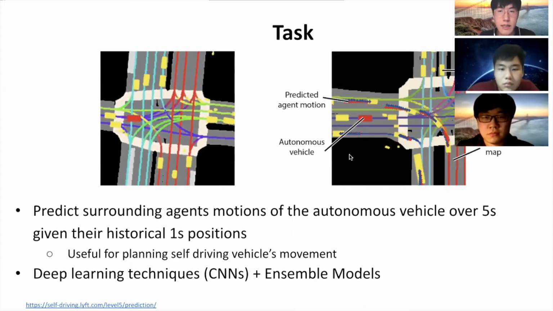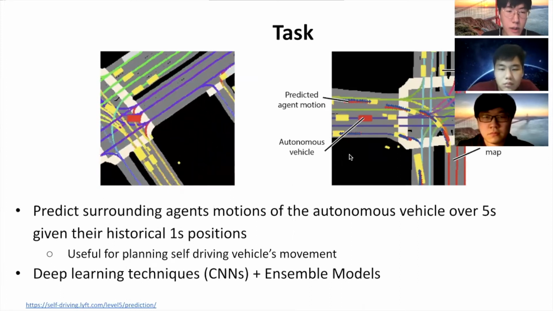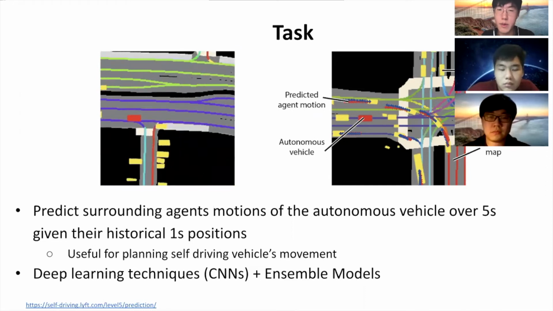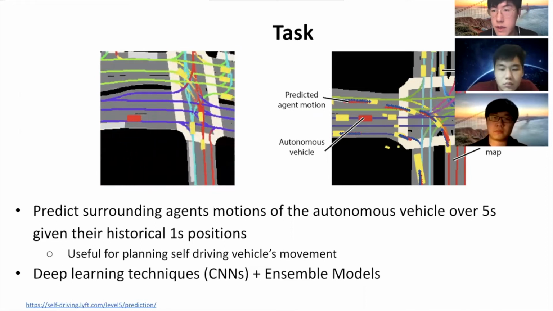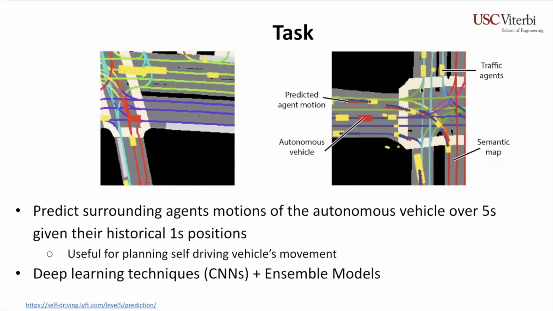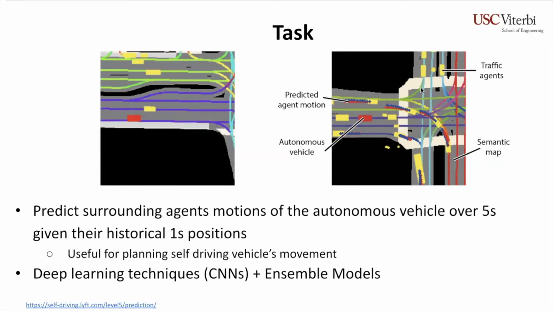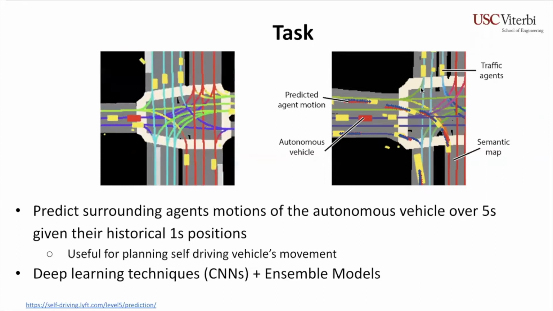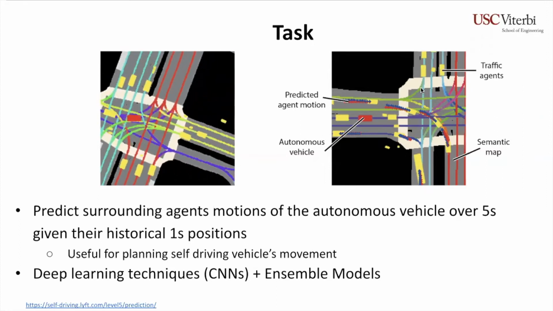So our task in one slide is that we want to predict the surrounding agent motion of the autonomous vehicle over 5 seconds, given the historical 1 second positions. That would be very useful for planning self-driving vehicle movement. We have tried a lot of stuff, but we finally found deep learning techniques like CNNs, and how to ensemble them into 3 trajectories, very helpful.